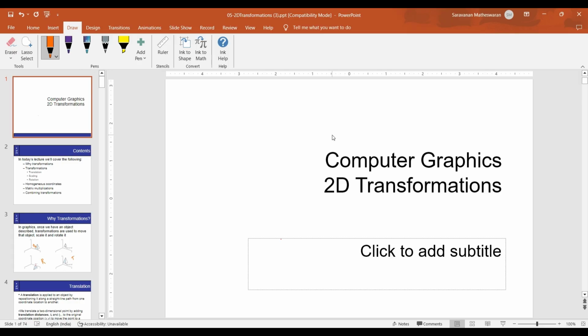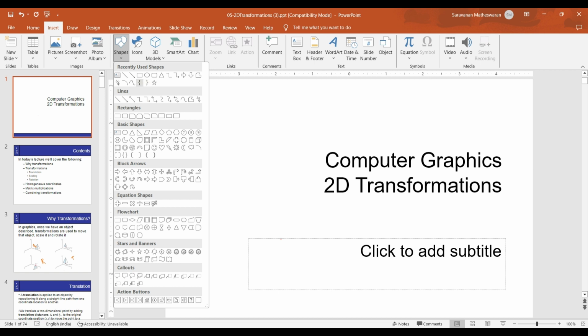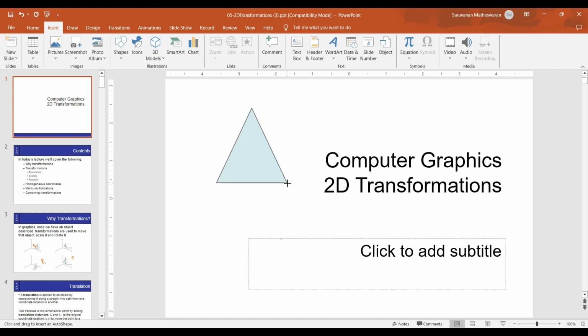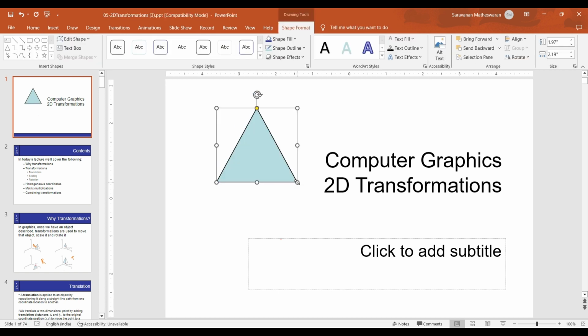Good morning, students. Today we will discuss computer graphics 2D transformations. We already know what a 2D object is. A 2D object can simply be drawn, for example as a triangle. A triangle is a 2D object, and only the x and y coordinates are available.